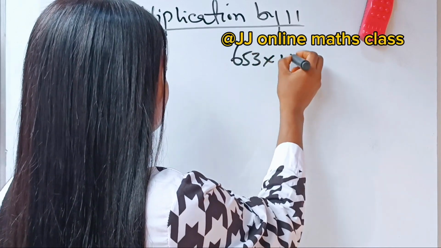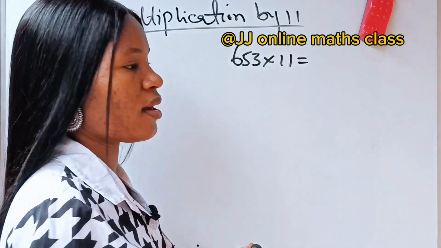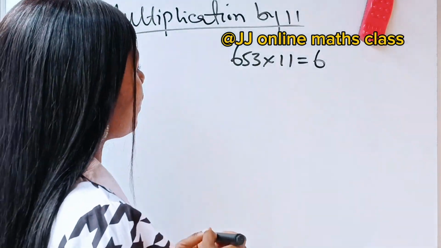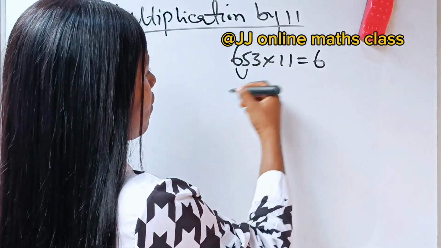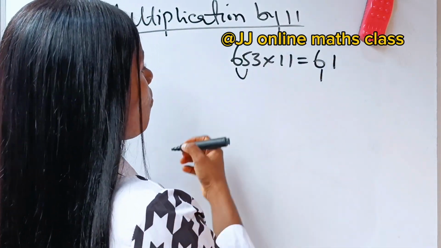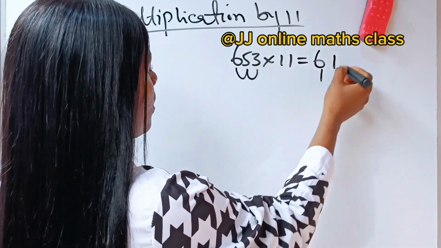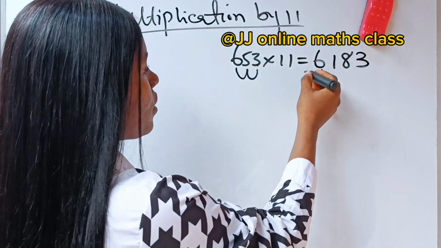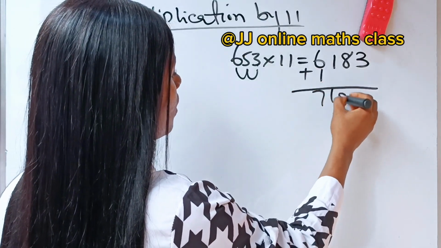What if we have 653 times 11? The same way. We'll write 6. Okay. Then 6 plus 5 is 11. 5 plus 3 is 8. You repeat the last figure, which is 3. Then you add. 7,183.